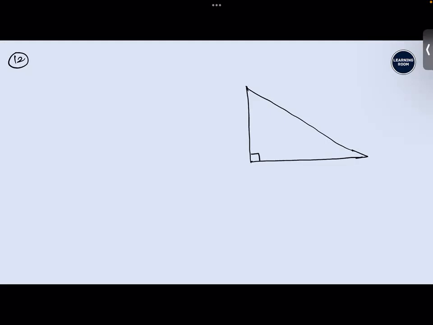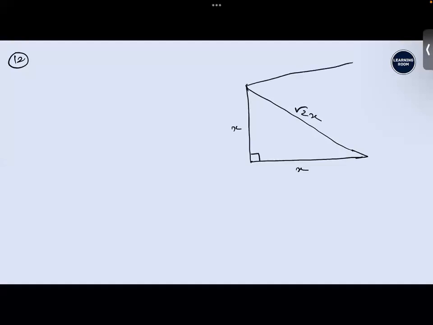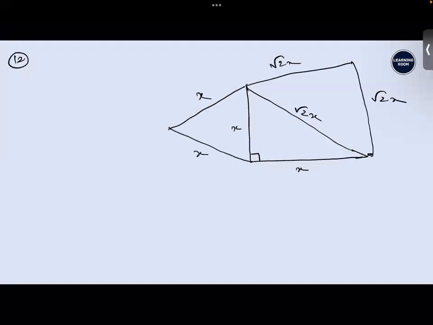If you see the statement, they are constructed on a side of a right-angled isosceles triangle. Why only two? Why not three? Three sides are there, no? Because two sides will be of the same value, right? So you need not construct the third one. So how much will this be? Root 2x, right? So if I construct an equilateral triangle here, then how much will this side be? Root 2x and root 2x. If I construct an equilateral triangle here, this will be x and this will be x, right?